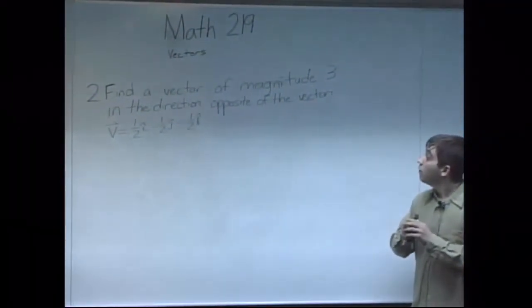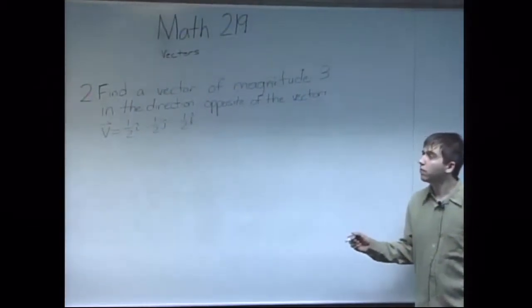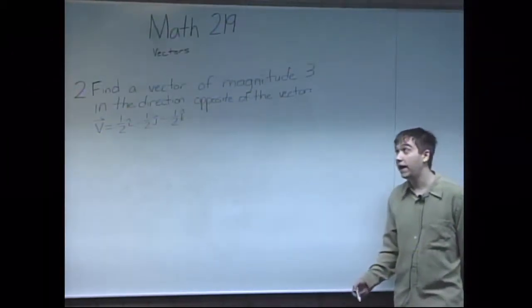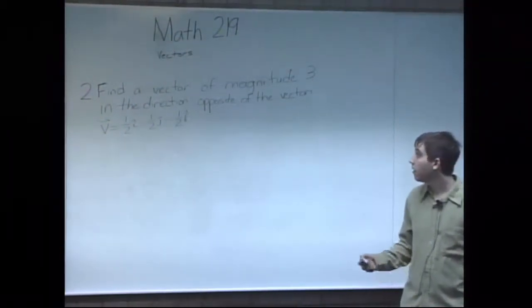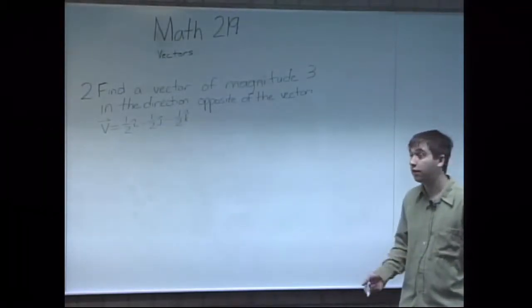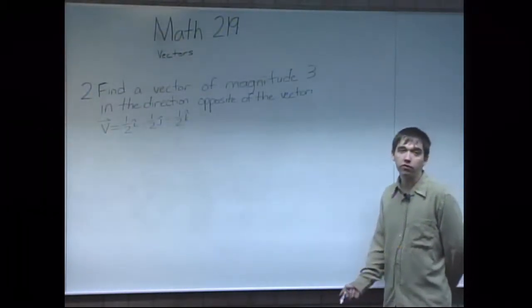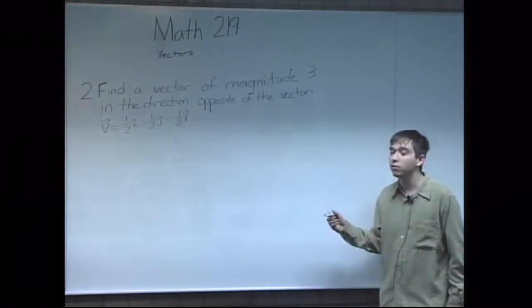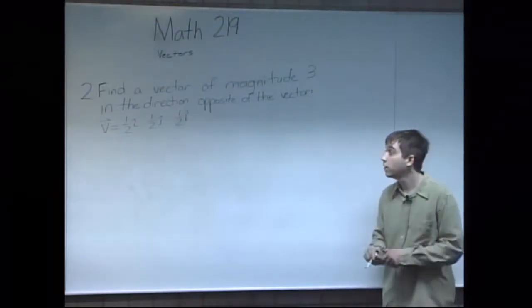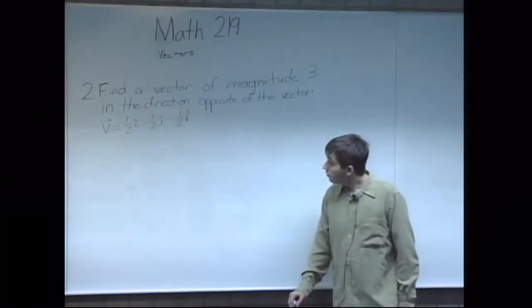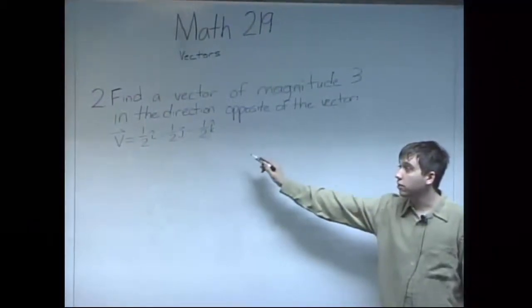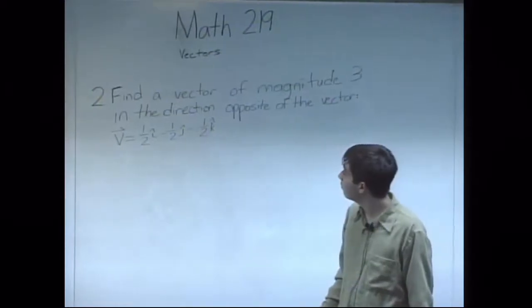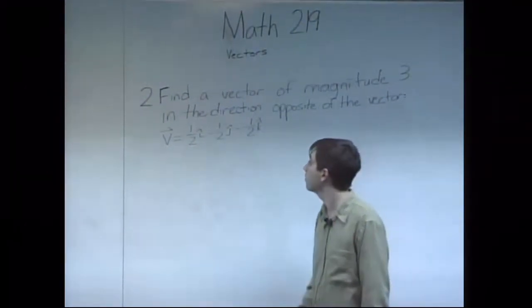So we're trying to find a vector of magnitude 3 in the direction opposite of this given vector, which is 1/2 i hat minus 1/2 j hat minus 1/2 k hat. The first thing we're going to want to do is find a unit vector in the direction of this vector v. So we're going to first calculate the magnitude of this vector.